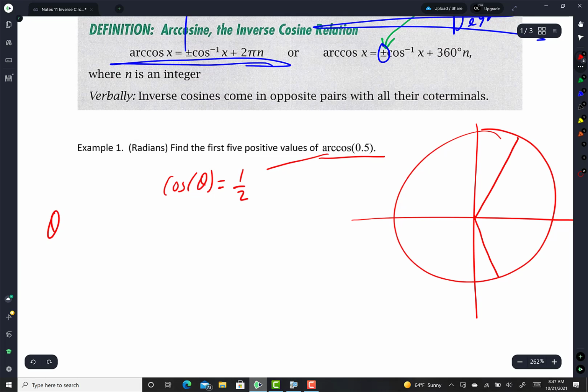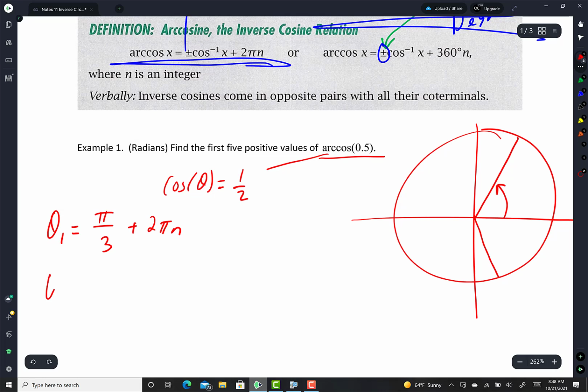I'm going to go ahead and do 2 general equations. Which one's the first one that I hit? Pi over what? I heard someone say it. Pi over 3. And I'm going to write plus 2 pi n, because those will always give me those terminal angles where the x-coordinate is a half. Does that make sense to everyone?